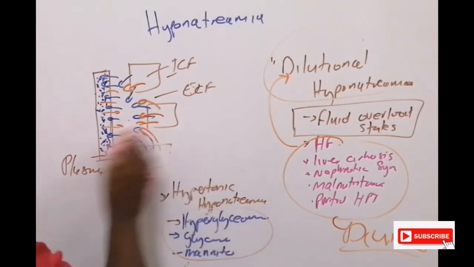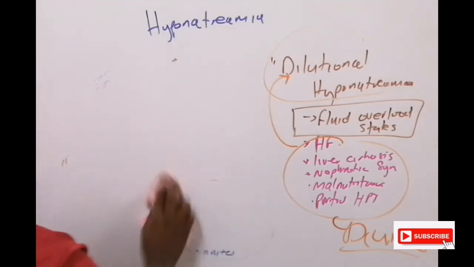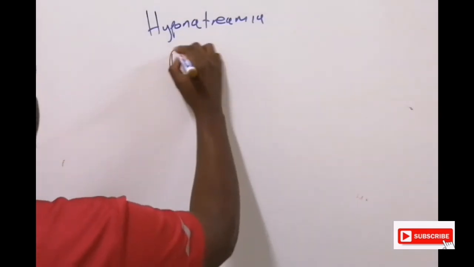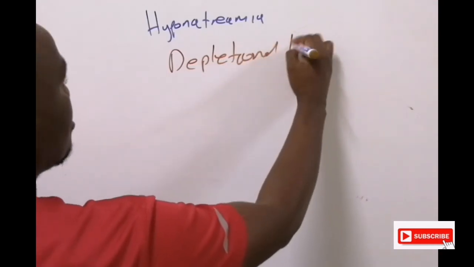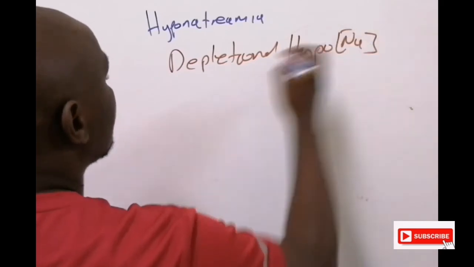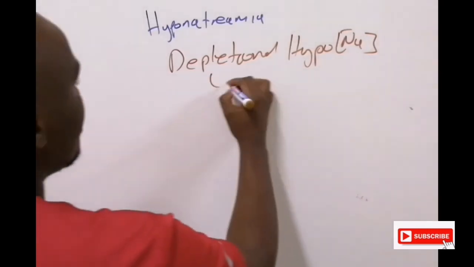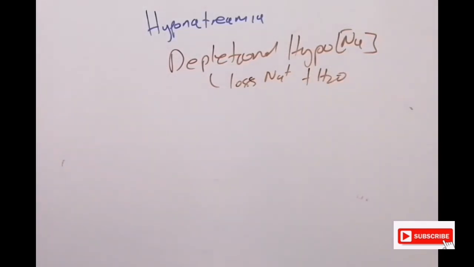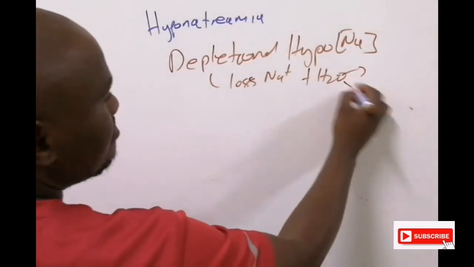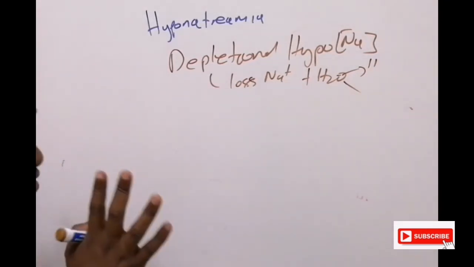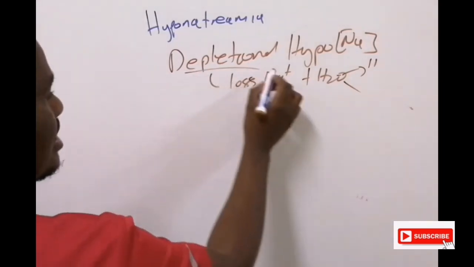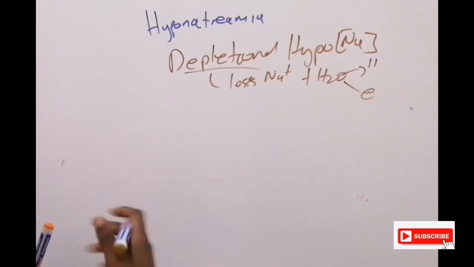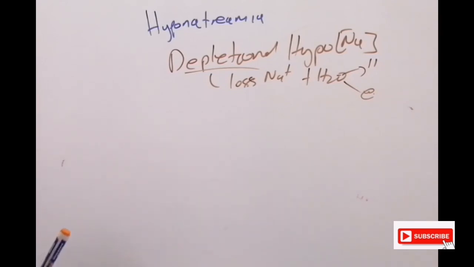Okay, now let's quickly talk about depletional hyponatremia. With depletional hyponatremia, you've got an actual loss now of sodium and water, right? And when it comes to losing water, the patient can be hypovolemic, or they can be euvolemic, but they are hardly overfluid loaded. They hardly have fluid overload, if I may say. Let me put it that way rather.